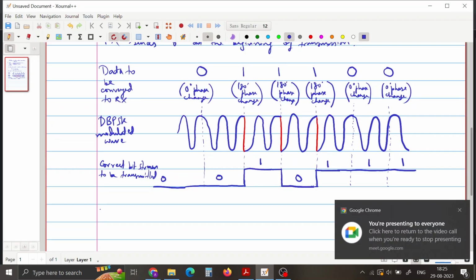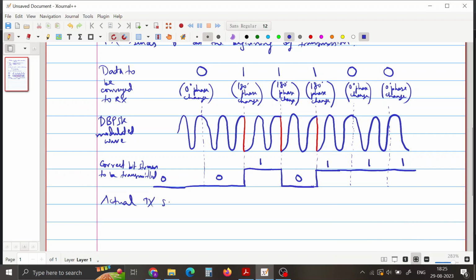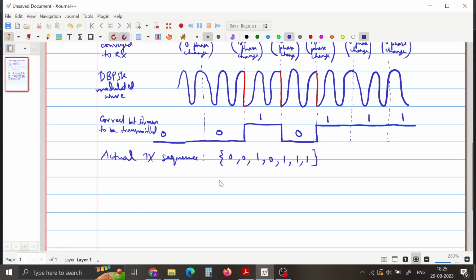So your actual transmitted sequence is basically that's what you get. What's that? 0 0 1 0 1 1 1, which I have drawn on the lowermost side. So this is what you need. This is your answer basically. This is sent to your transmitter for transmission.